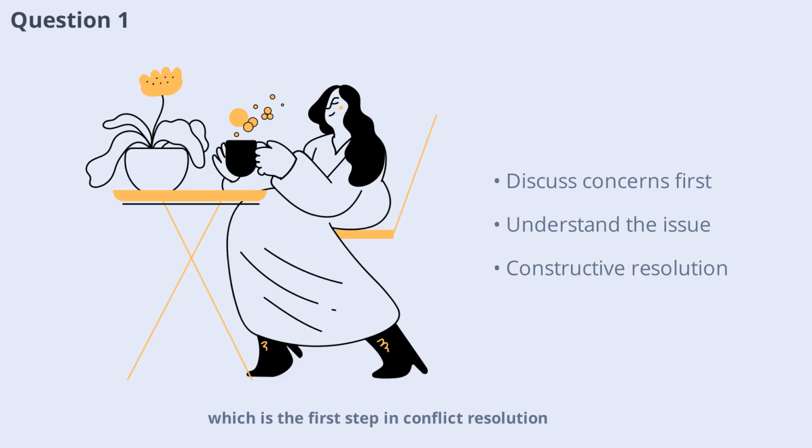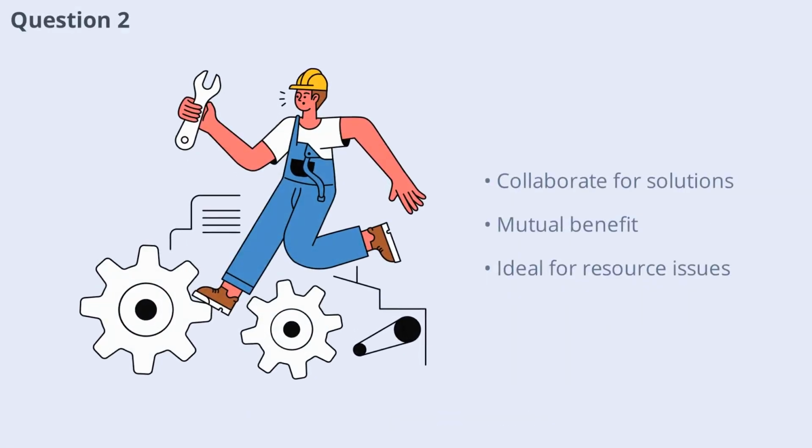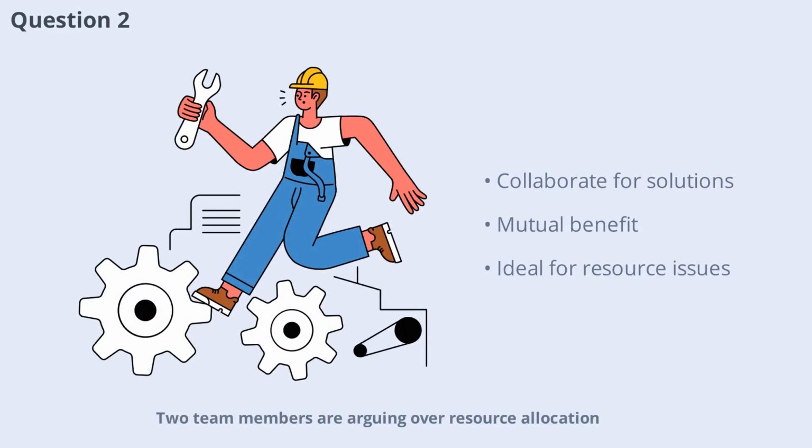Two team members are arguing over resource allocation. What is the best conflict resolution approach? A. Avoid the issue. B. Collaborate to find a solution. C. Take sides. D. Delay the decision. Explanation. The correct answer is B. Collaborating helps both parties work together to find a mutually beneficial solution, which is ideal for resource conflicts.